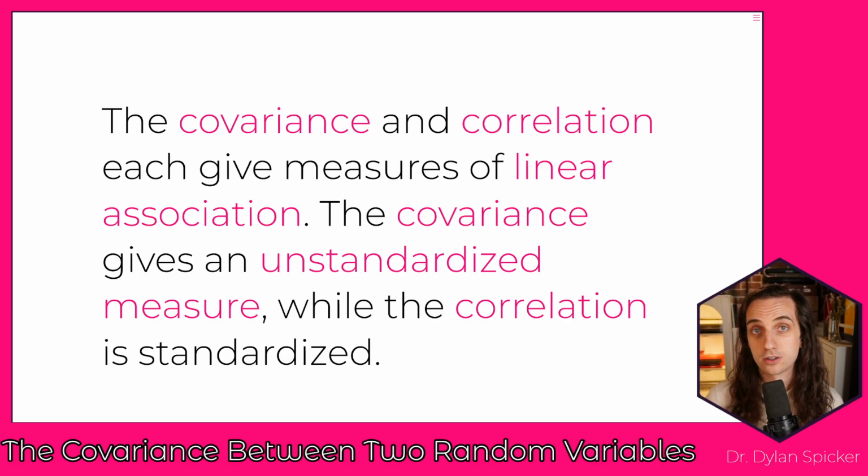So the covariance and the correlation each give measures of the linear association between two random variables. The covariance gives an unstandardized measure of this, while the correlation is standardized. This makes it easier to interpret the correlation on its own, but importantly, we have to remember whenever we're interpreting this, these are only linear relationships we're talking about. We can't use the correlation or the covariance to assess whether more complex relationships actually exist.